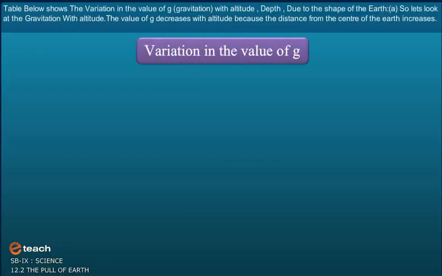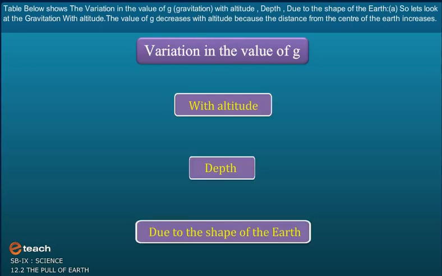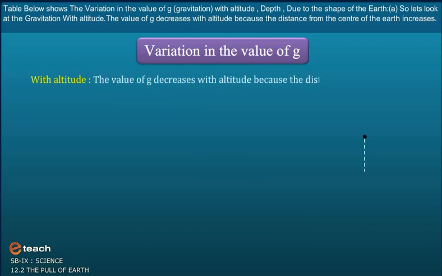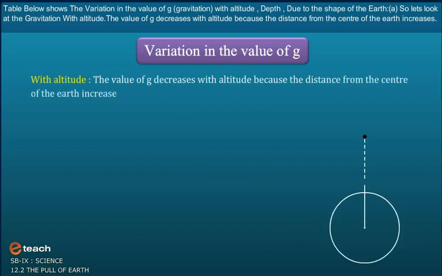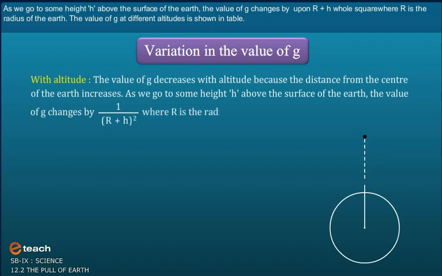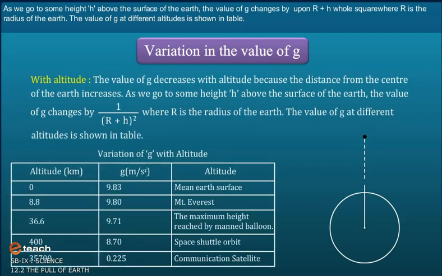The table below shows the variation in the value of g with altitude, depth and the shape of the Earth. So, let's look at gravitation with altitude. The value of g decreases with altitude because the distance from the center of the Earth increases. As we go to some height h above the surface of the Earth, the value of g changes by 1 upon (r plus h) whole square, where r is the radius of the Earth. The value of g at different altitudes is shown in the table.